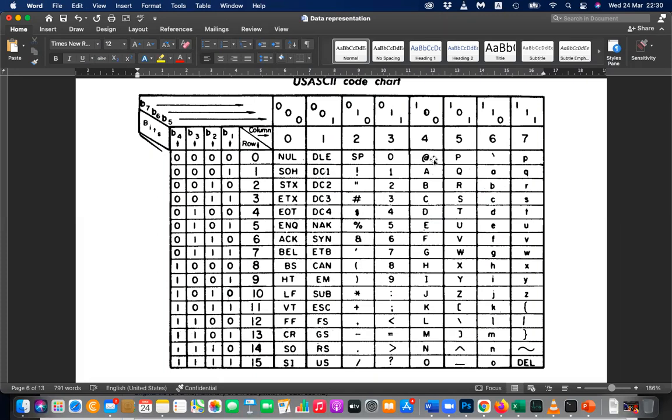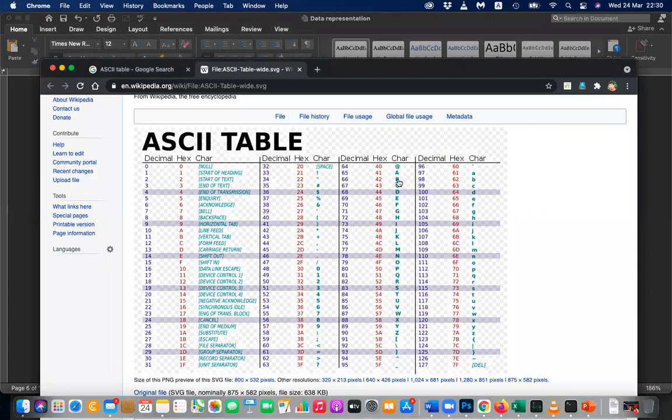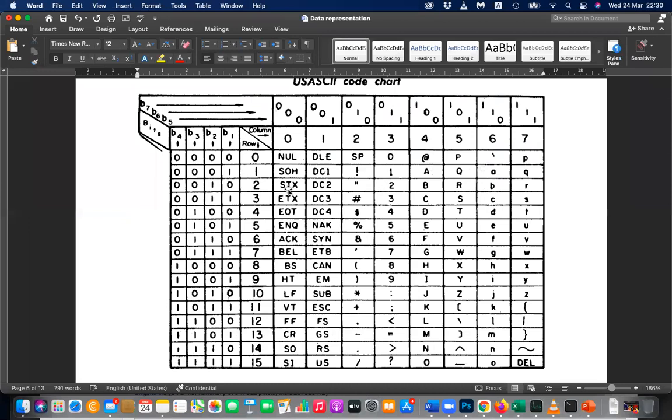10000001. Yes, A is 41, and B is 42. That is 10000010. 010 means 010. See, that's why I said this has a wrong numbering, right? Otherwise you have to read like this, where the bit number B1 comes last. So let's read like that.